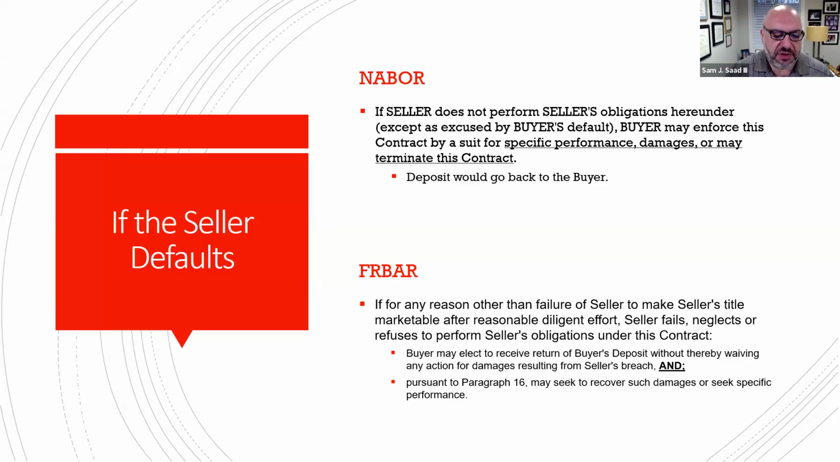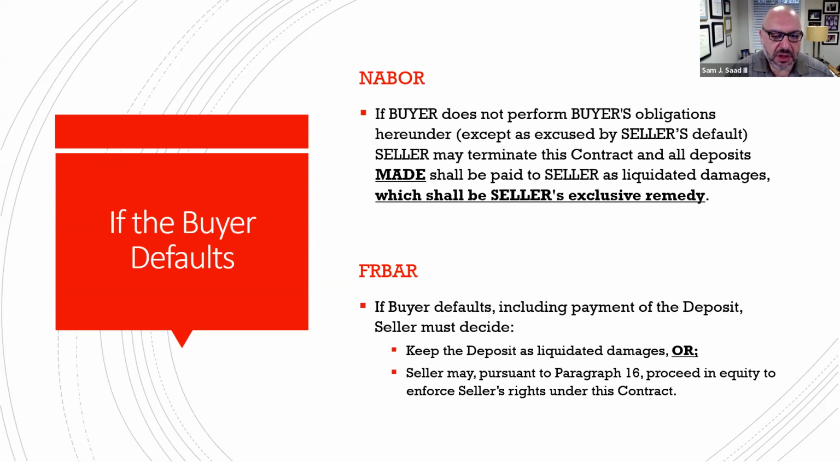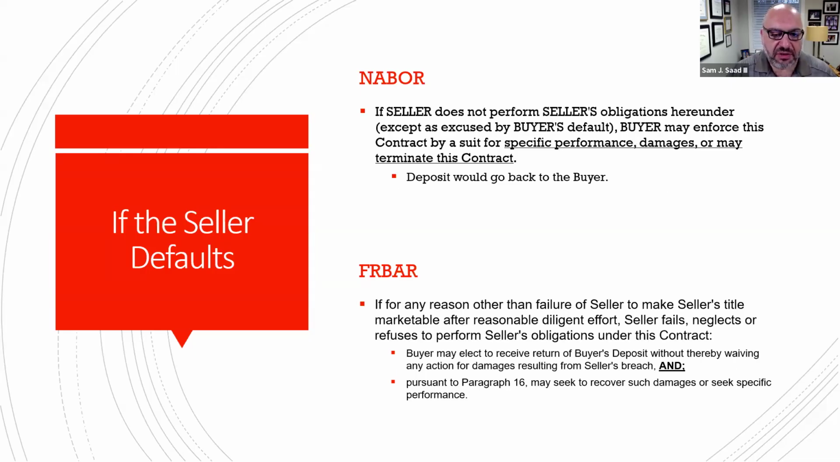But let's notice the difference. If the buyer defaults, seller gets the deposits, or under FARBAR they can sue for specific performance, but that's a very difficult lawsuit. If the seller defaults, then all the gloves come off, and the buyer can sue for damages and specific performance. So what does FARBAR paragraph 16 say?